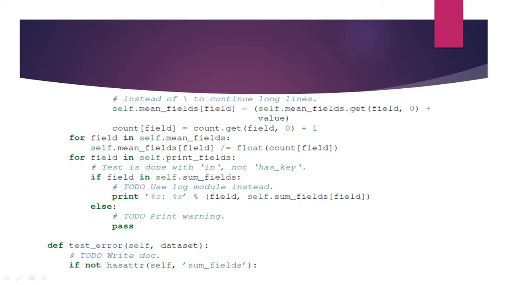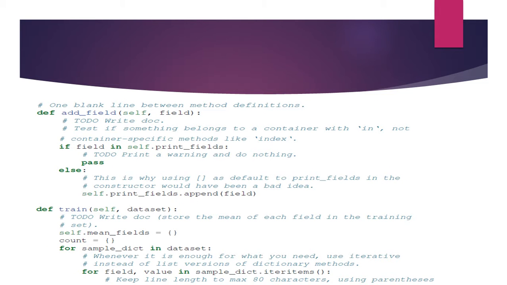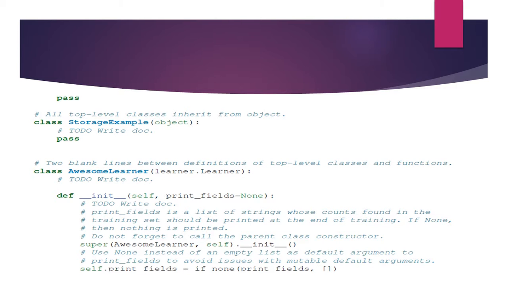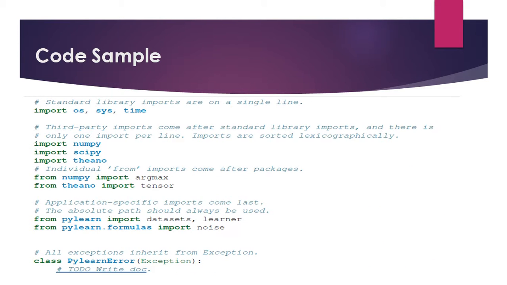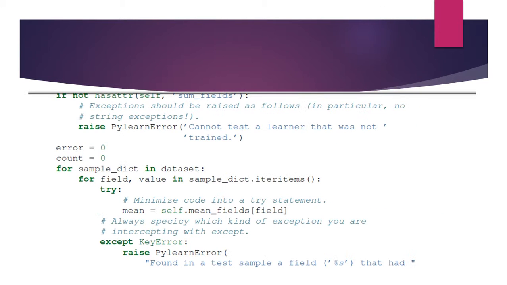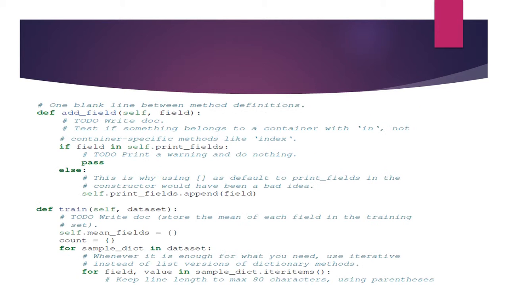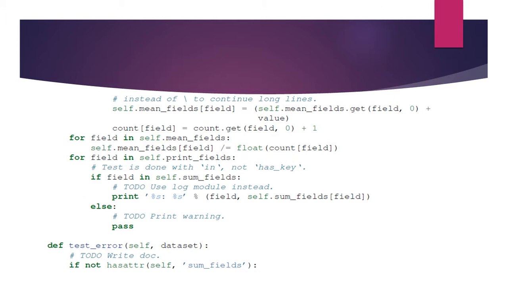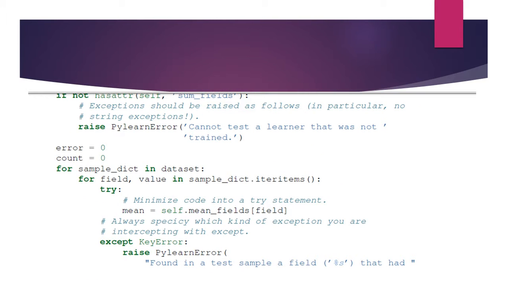And the definition is the test error function, in which a data set is passed, and self means the same parameter, the starting base of self, is passed in that. So this is a training function, the complete training of the data set, and the testing error. If not has at error the sum of the field, then there is a Pylearn error, and it cannot be a learner that was not trained.